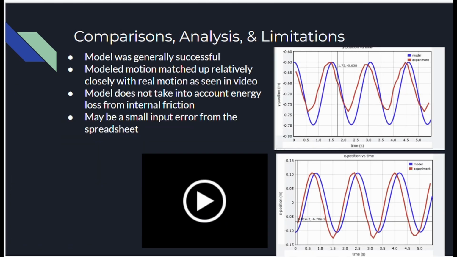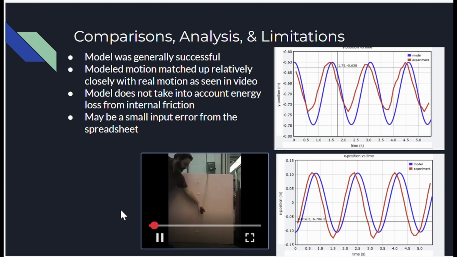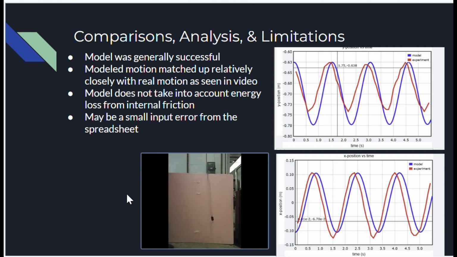And here's some comparisons, analysis, and limitations. Here's an image of the predicted versus actual X and Y motion as we got from Tracker and WebVPython. I would say that the model was generally successful, and the model motion matched up relatively closely with the real motion as seen in the video.